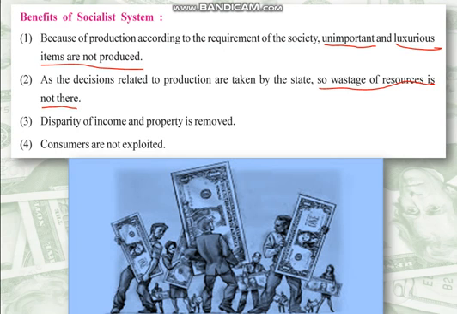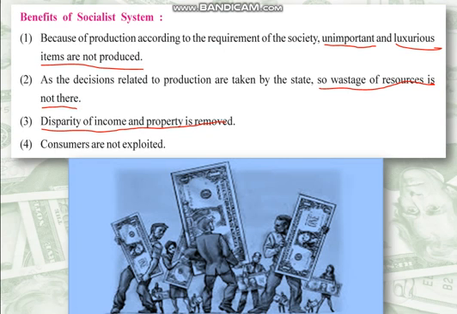resources. Third point, disparity of income and property is removed. This is very important. The variation between the poor and the rich is lessened. Now there are rich and poor in such kinds of systems also, but the gap between them is less. Why is it less? Because here all the things are owned by the government, and the government pays the laborer as per the work he does, and that's why the disparity of income is less in this particular system.